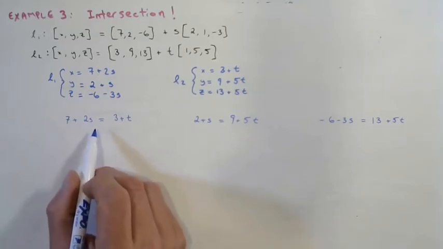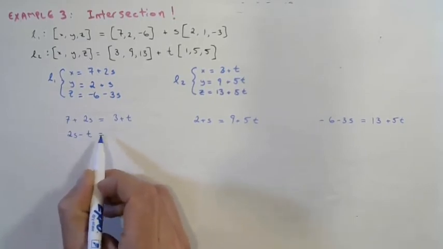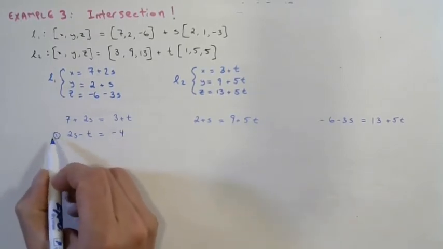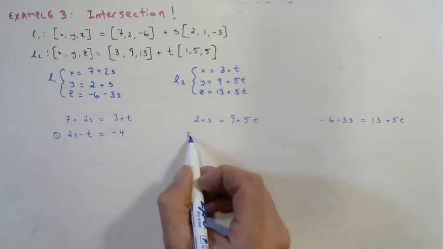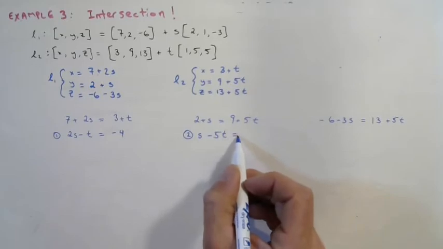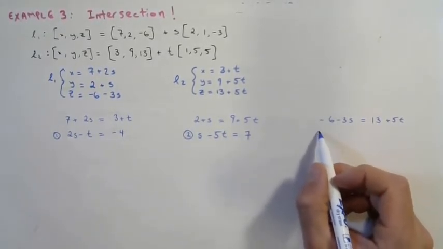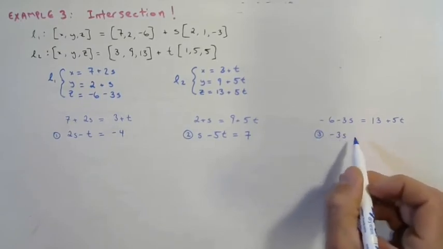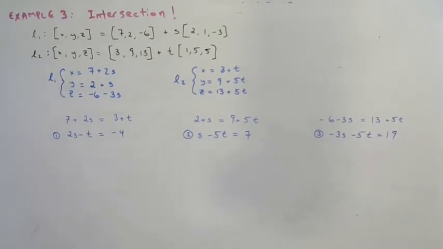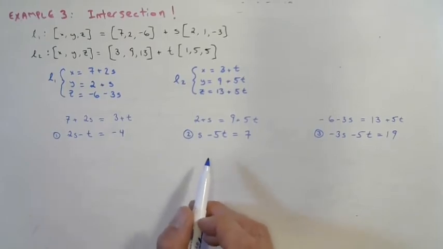So here we're going to subtract t from both sides, so we've got 2s minus t, and we're going to subtract 7 from both sides. It's going to give us negative 4 on the right. That's going to be equation 1. Then here we have equation 2. It's going to be s minus 5t equals 7. Here we're going to have equation 3. It's going to be negative 3s minus 5t equals 19. So I have 3 equations. I can use substitution or elimination, it does not matter which one I use.